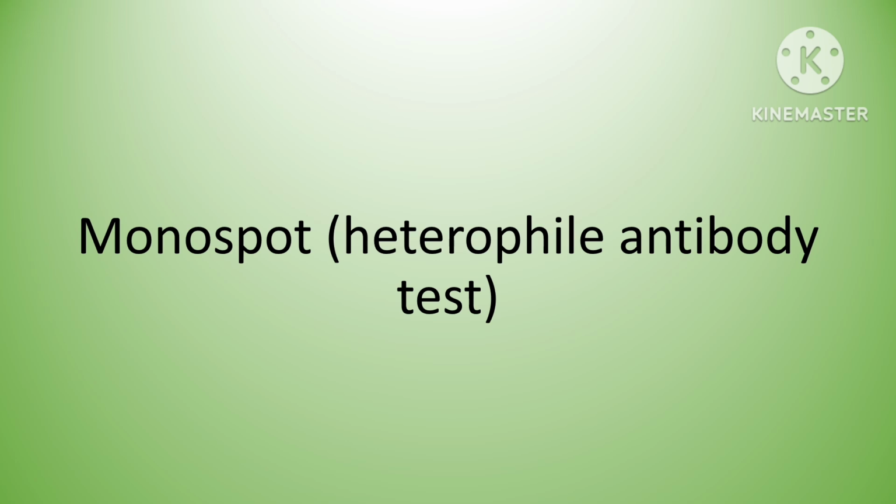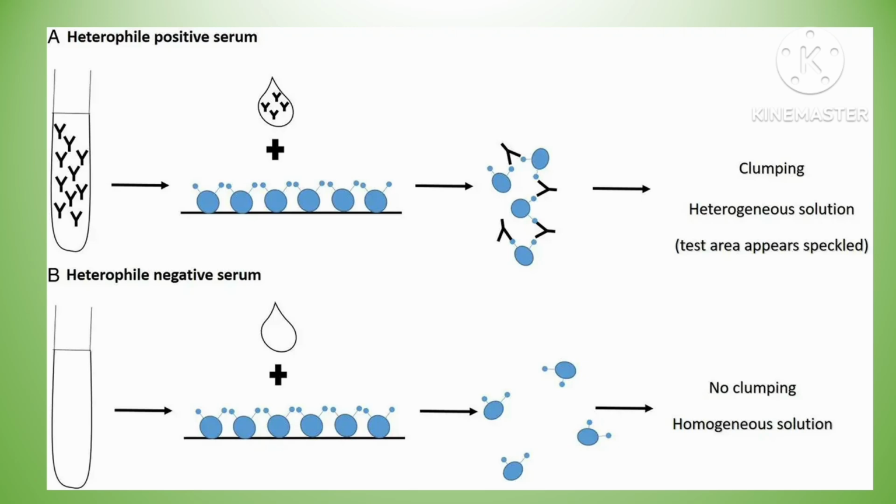The Monospot test is a quick and commonly used blood test which can be used to diagnose Epstein-Barr virus infection, especially infectious mononucleosis. It checks for heterophile antibodies, which are unusual antibodies produced by the body during EBV infection that can react with red blood cells from animals. This helps in detecting the infection. The heterophile antibodies are recognized by a Monospot test using horse or cow red blood cells, and it gives a result in just a few minutes.